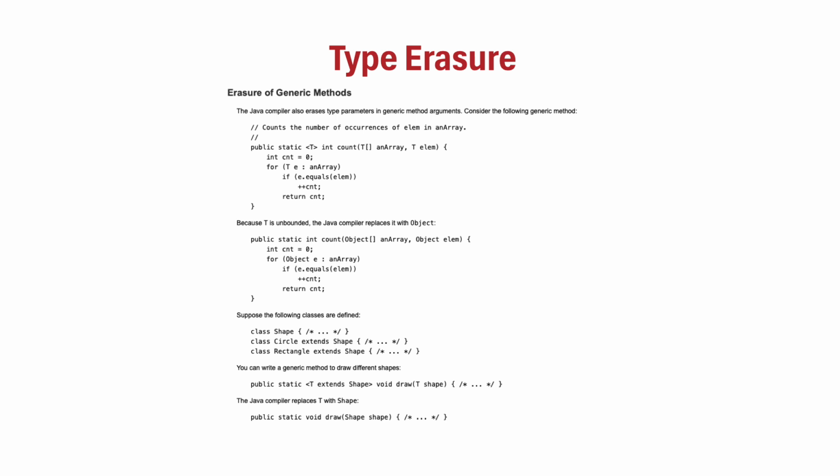So if the code internally has something called Shape, and a Circle which extends Shape, and a Rectangle which extends Shape, you can write a generic method to draw different shapes: T extends Shape, void draw, T shape. All these replace T appropriately with Shape. That's it. It is a more generic piece of code, and it gets replaced during type erasure for smoother execution and a robust piece of code.